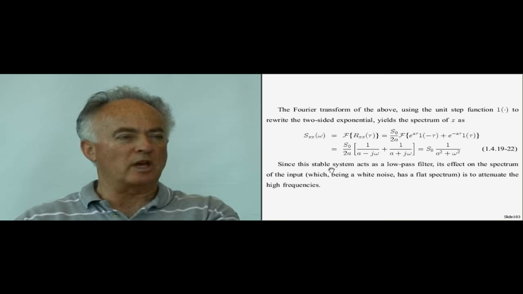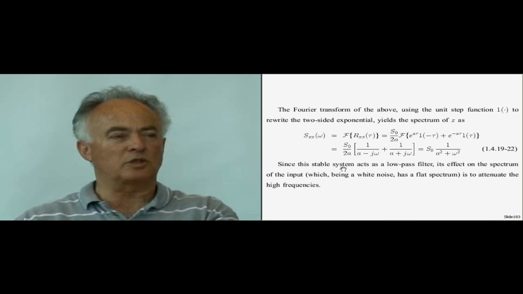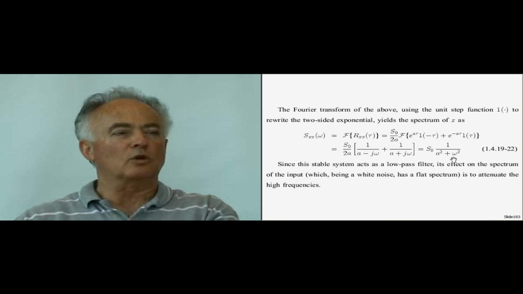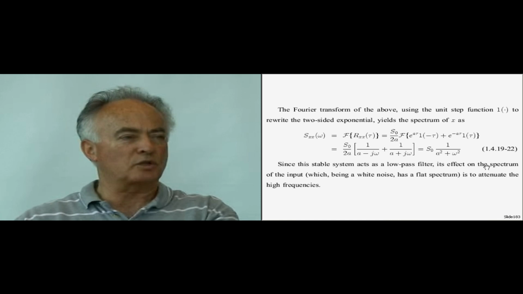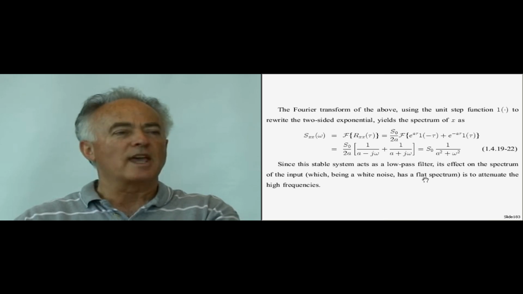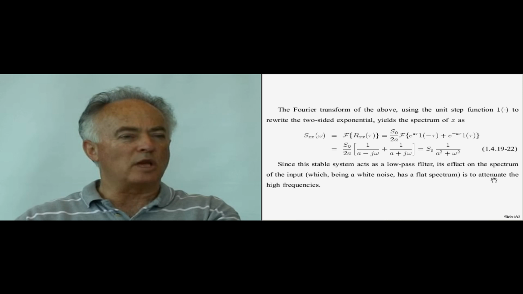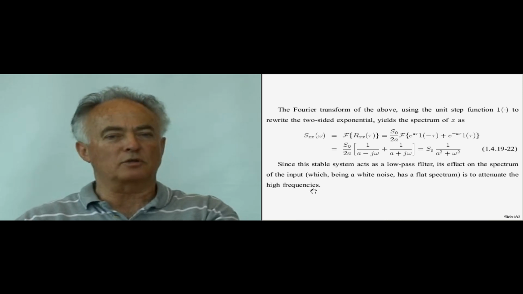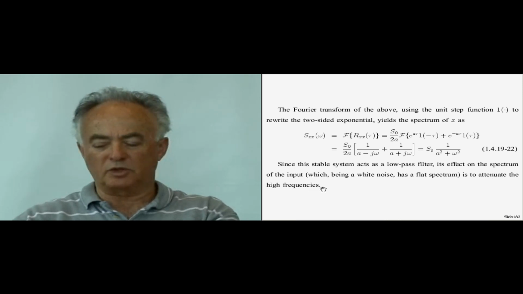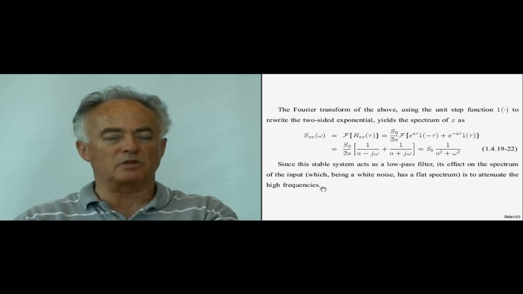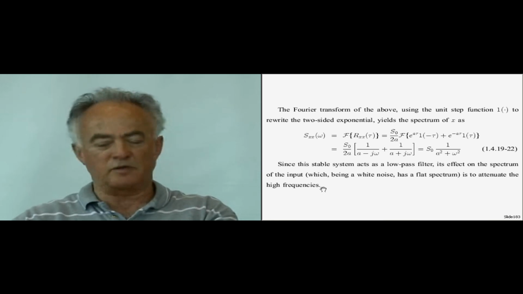So what we have is a stable first order system, and you can see this is really a low pass filter transfer function. So its effect on the spectrum of the input, which being a white noise, we'll see in a moment again, has a flat spectrum, will attenuate the high frequency. So this is what a first order system, stable system does, attenuates the high frequencies.